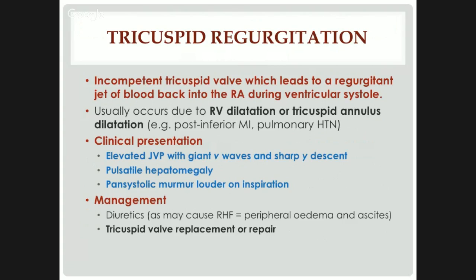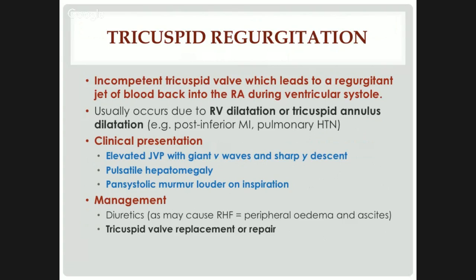The reason this happens is the right ventricle contracts, blood goes back up into the right atrium and up the superior vena cava, up into the jugular vein. So your JVP goes up each time the heart contracts. So it's giant V waves. So V meaning it's associated with the ventricular contraction.